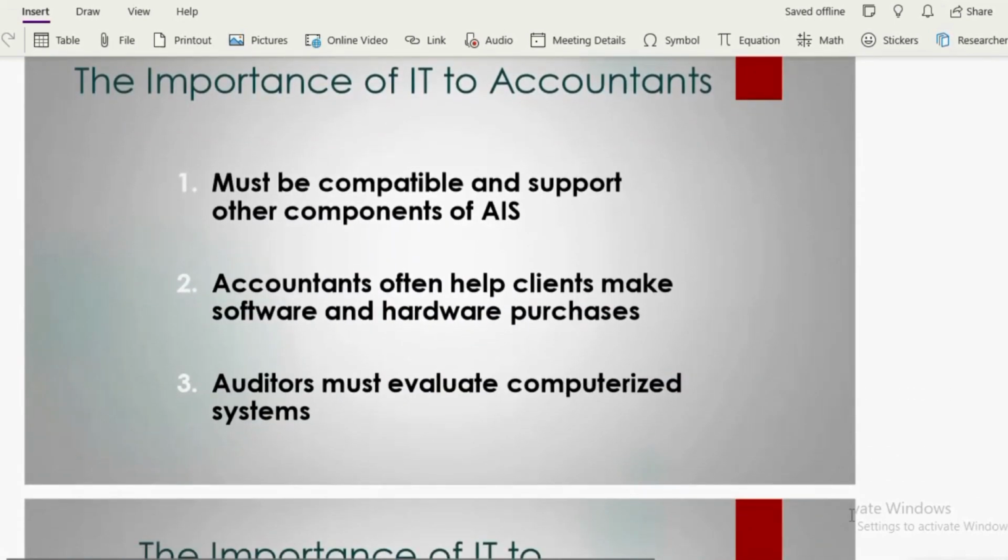So why is IT important for the accountants, why is technology important for the accountants? There are main 6 reasons for this. Number 1, the IT, or information technology, should be compatible, and it should support other components of accounting information system. Now what does it mean? It means that the software or the IT system you want to purchase might have a lot of functions, a lot of stuff, but you will be looking only at that stuff which is relevant to your business.